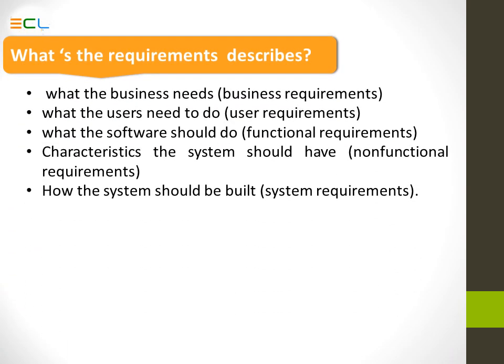Now, what do the requirements describe? There are different types of requirements. Some are business requirements, some are user requirements, some are functional, some are non-functional requirements, and some are system requirements. So what do the requirements describe? They describe what the business needs, what the user needs to do, what the software should do, or the characteristics the system should have, and how the system should be built. These are the different types of requirements, known as business, user, functional, non-functional and system requirements.